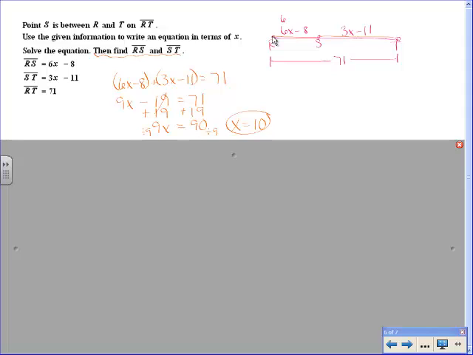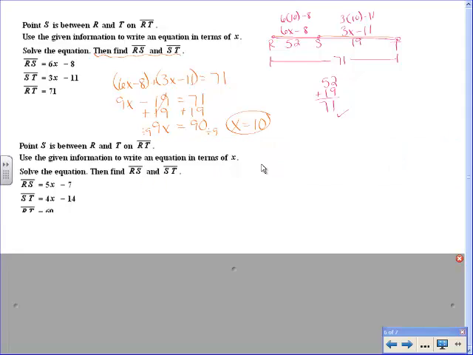So if I substitute 10 in for x, 6 times 10 minus 8 gives me 52 for the length of segment RS. 3 times 10 minus 11 gives me 19 for the length of segment ST. One of the nicest things about geometry is that you always have a lot of different opportunities to check your work. So since I know that RS and ST together have to equal 71, I can check it by adding 52 and 19, and I get 71, so I know I got the right answer. Let's try another problem like this.